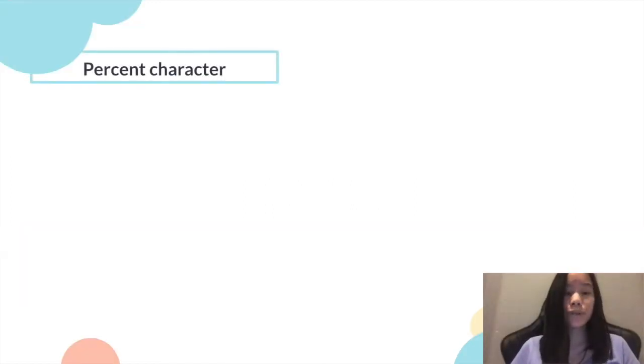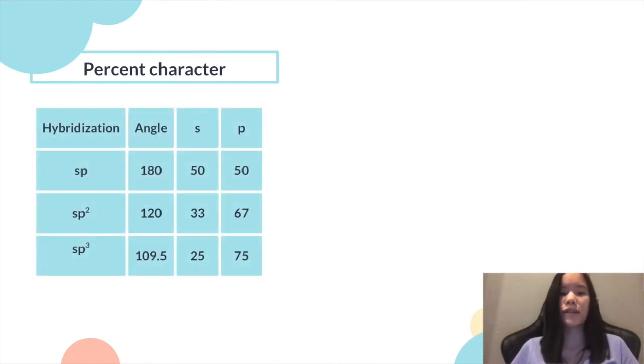The table is used to represent the percent character of different hybridizations, showing the percentage of s character and also the percentage of p character. For the hybridization of sp, the molecule should have the angle of 180 degrees. So the percentage of s character is equal to 50, which is equal to the percentage of p character. And for the hybridization of sp2, the molecule should have the angle of 120 degrees. So the percentage of s is equal to 33%, and the percent of p character is 66%.